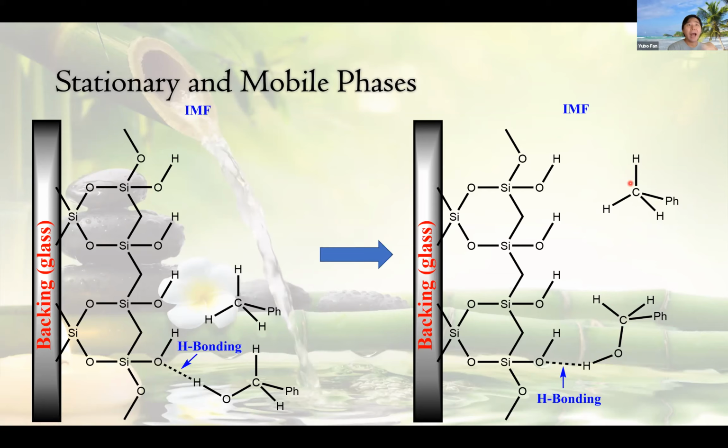So IMF is the reason why they can be separated or identified. Okay? You get it? So that's the principle. So the conclusion is that the more polar the compounds are, the slower the compounds move. Get it? That's the conclusion. Okay? Let's move on.